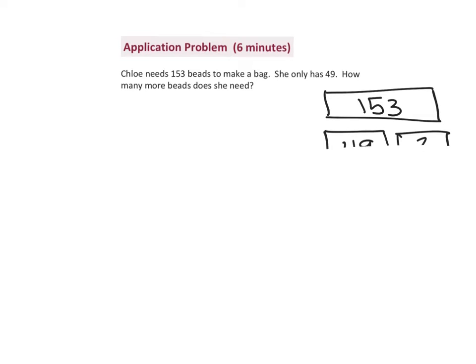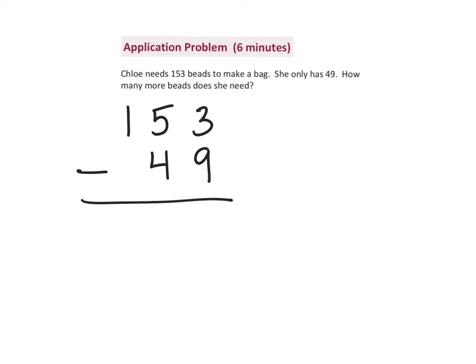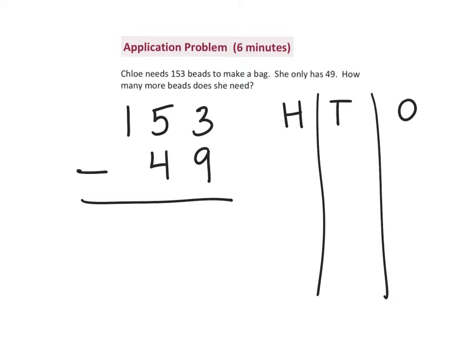So I'm going to quickly erase. And we're going to put our equation in vertical form. 153 take away 49. And again, I'm going to put a place value chart just so that we can represent it using a picture too. Every time that we're doing subtraction and we put it on a place value chart, we only put the larger number, the whole number that we're taking away. Okay, so 153 is what I'm going to put over here.